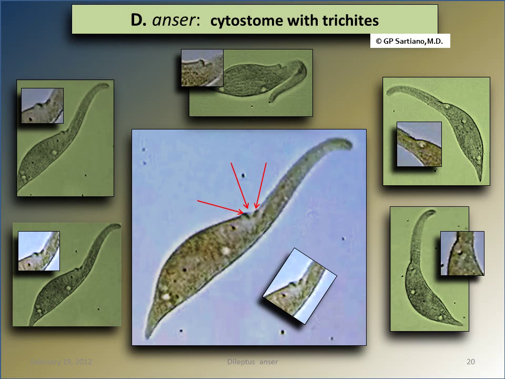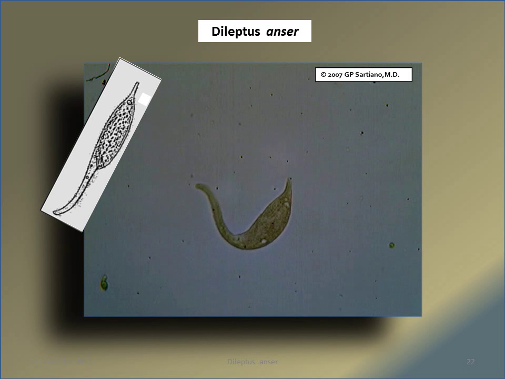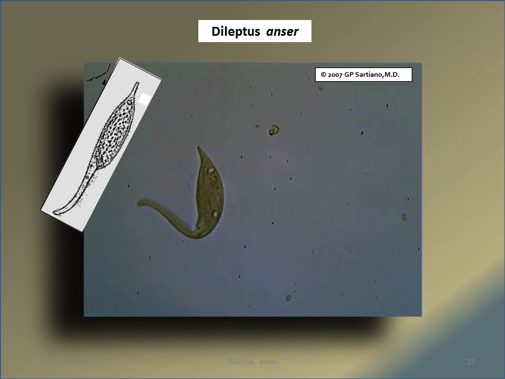Note the prominent oral aperture at the base of the proboscis on the ventral side. It is partially ringed by dense groups of tracheides or extrasomes. Dileptus anser has 2 or more contractile vacuoles, which most often appear to be located in dorsal regions of the body. And so, we return to the video of what we are calling Dileptus anser. Perhaps this impression is reinforced somewhat by the inset diagram.